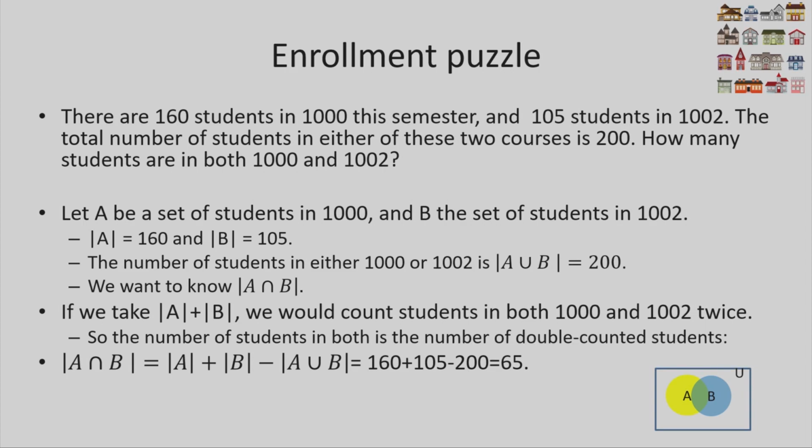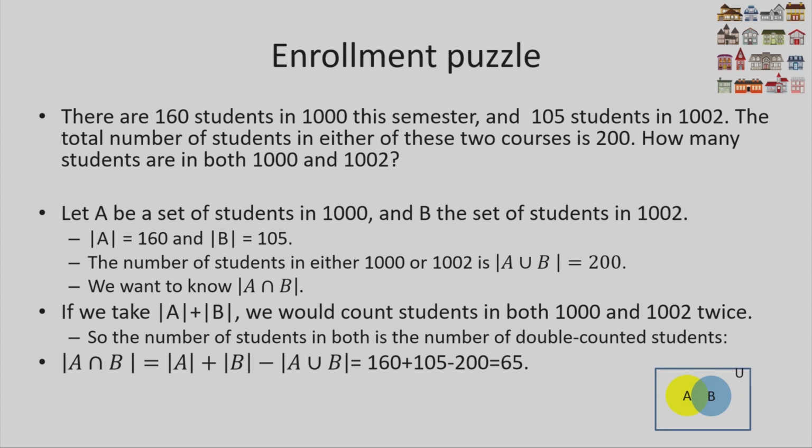Now let's think about those sets and those numbers. If we just try to add up the number of students in 1000 and the number of students in 1002, we get a number that's going to be more than 200. And that's because we would count some students, namely students that are in both, twice. One time we would count them as students in 1000, and second time we would count them as students in 1002. So now it tells you how to solve the problem.